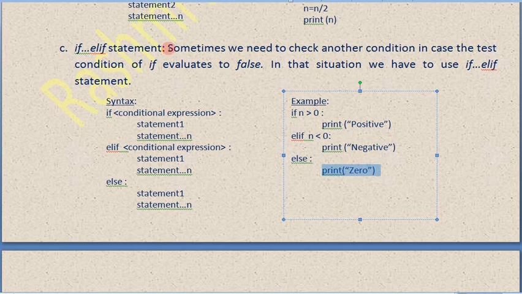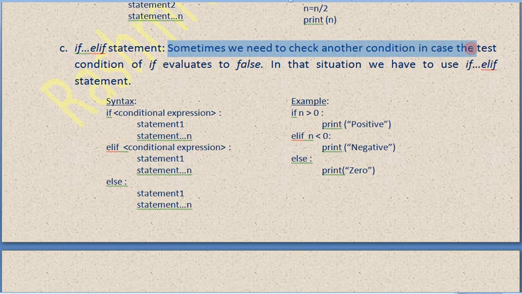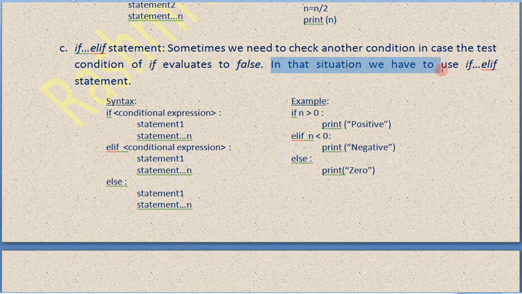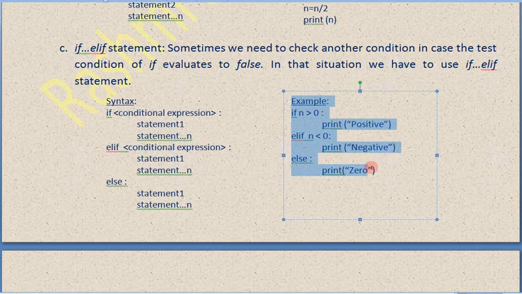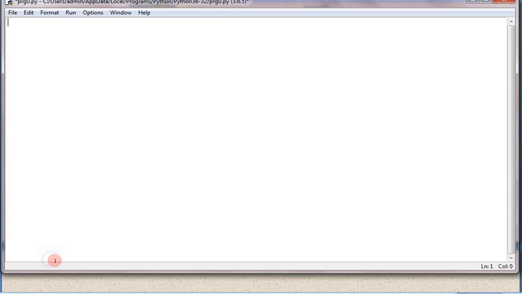So here the theory was given. Sometimes we need to check another condition in case the test condition of if evaluates to false. When the first condition is false, we might go with another condition, another testing. In that situation we have to use the if elif statement. Syntax all of you have seen, and the example also roughly. Let's go to the editor to write a program for this.